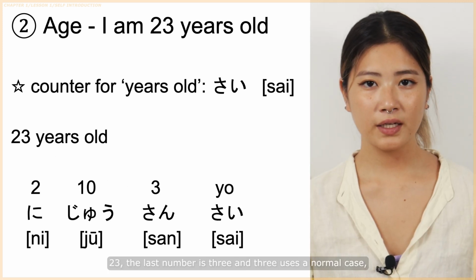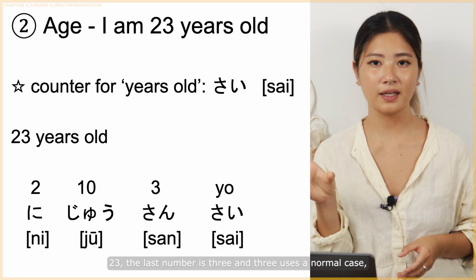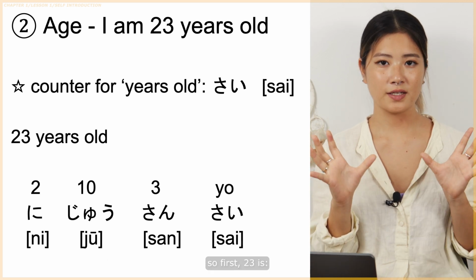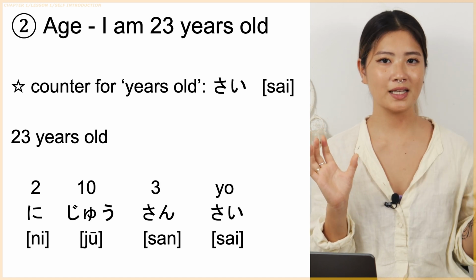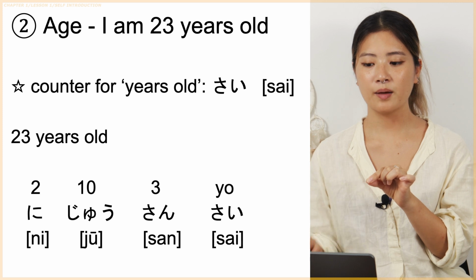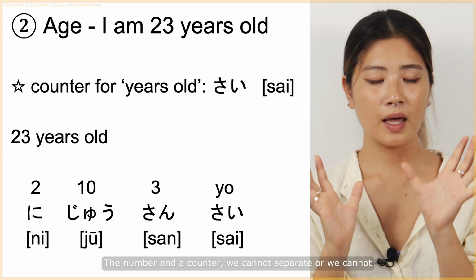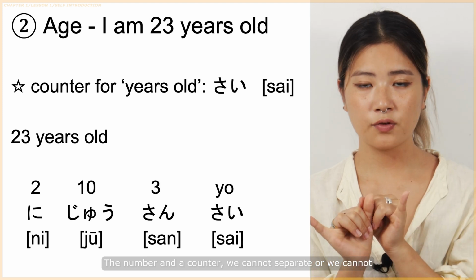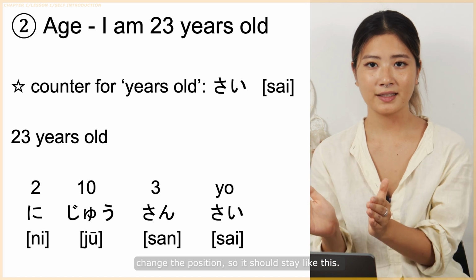And 23, the last number is 3, and 3 uses a normal case. So first, 23 is 2, 10, 3. So it's 23 and then put 歳. So it's 23歳. Number and counter we cannot separate or change the position. So it should stay like this.